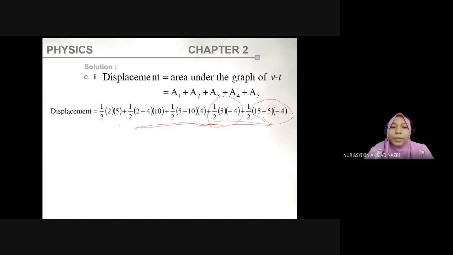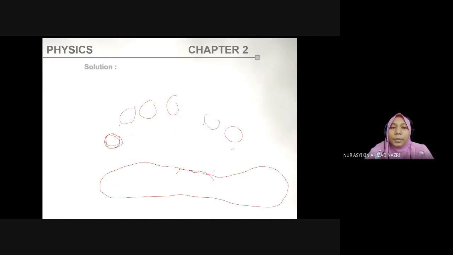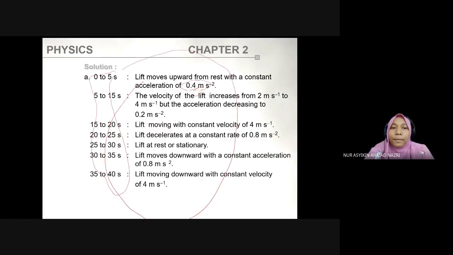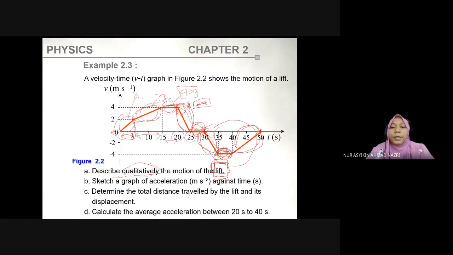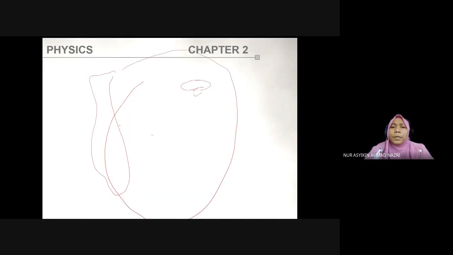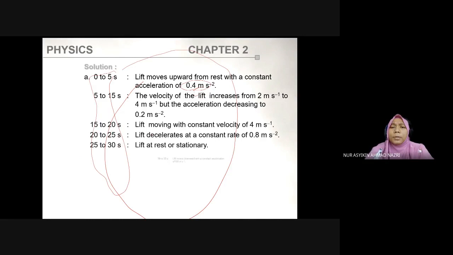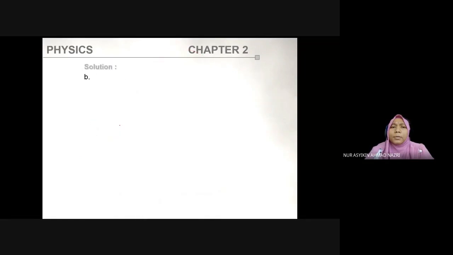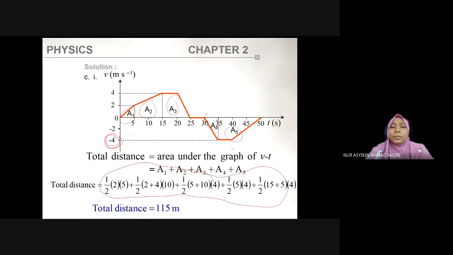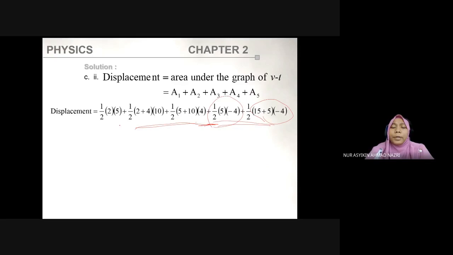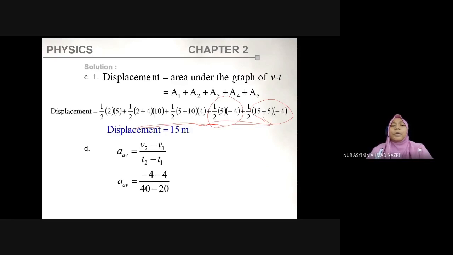Alright. So the acceleration apa disuruh? Okay. Calculate the average acceleration within 20 second to 40 second. Okay, mencabar juga tu sebab dia langkau beberapa tempat juga. So tengok macam mana dia buat. Contoh ya, kalau kita ada 2-3 acceleration kat situ, so we're going to find the average acceleration.